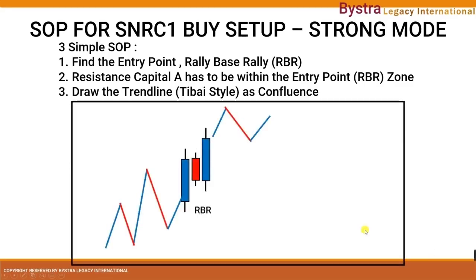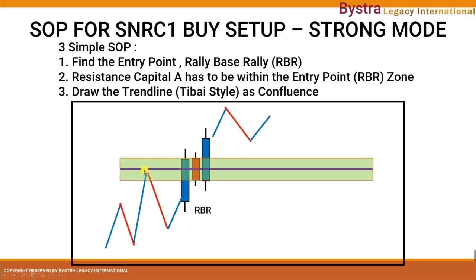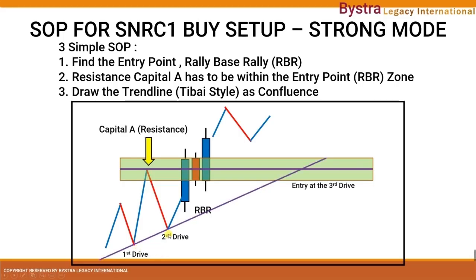So here I give you an SOP of the example. We can see that this is a rally base rally, and there is a capital letter A. So we mark the zone and we mark the horizontal line as our pending order for buy limit. Now this time we will add the trend line. So we have the first drive, second drive, and remember guys, we must always enter at the trend line at the third drive. So we mark our pending order of buy limit at the capital A resistance here, okay, which is inside the entry point. So therefore, price will come back to this area and continue on the uptrend.